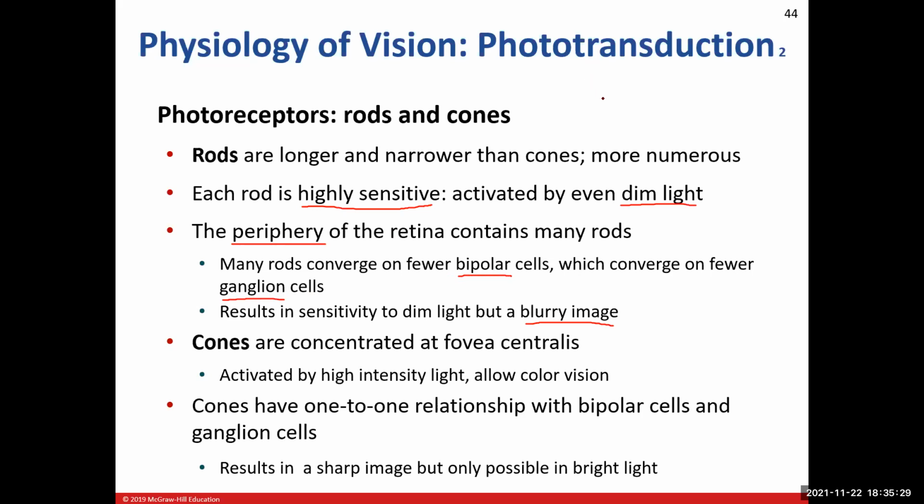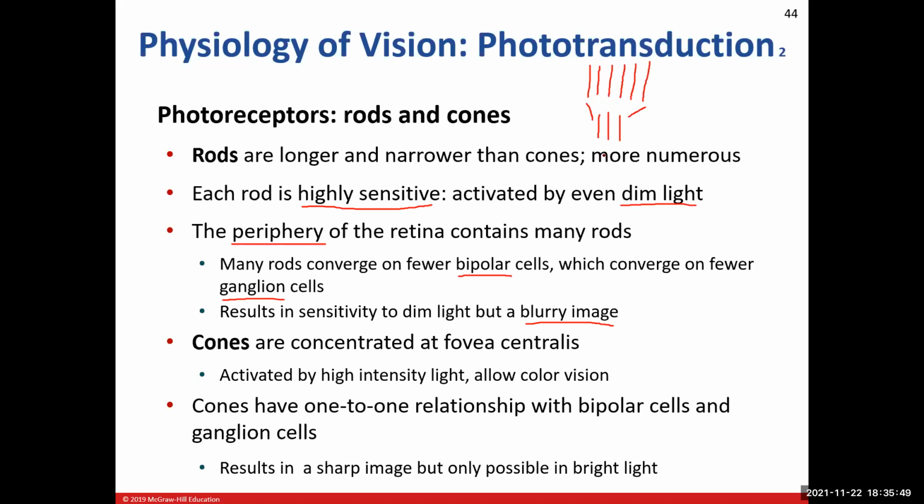So this is not going to be a very good picture here, but bear with me. So these are a bunch of these rods, your photoreceptor cells. And so all these rods will converge onto a couple of our bipolar cells.